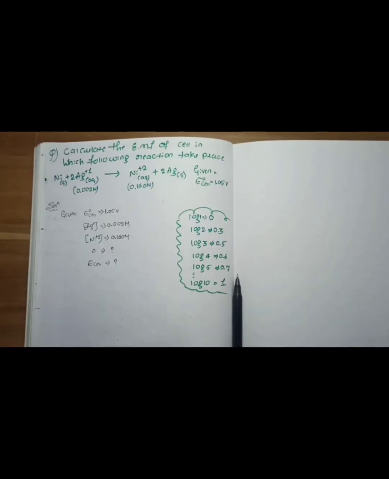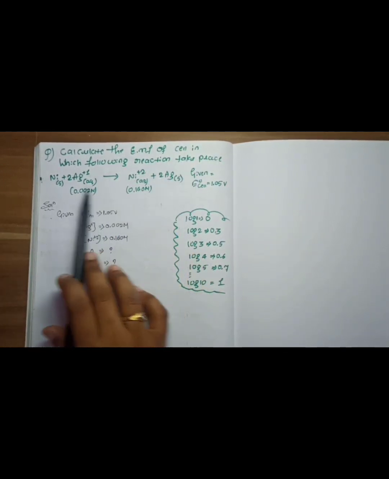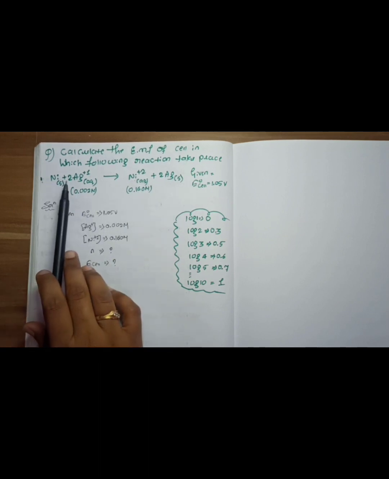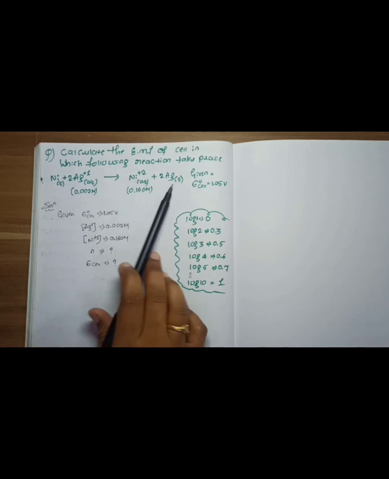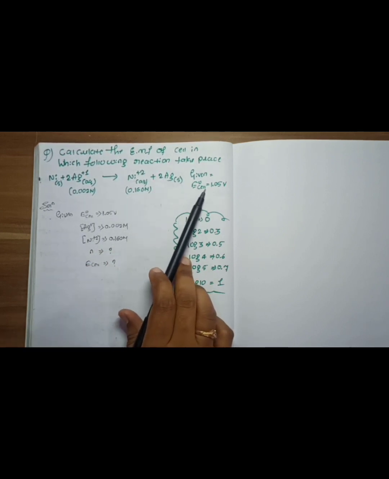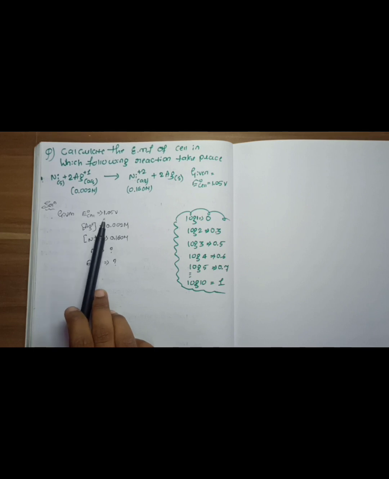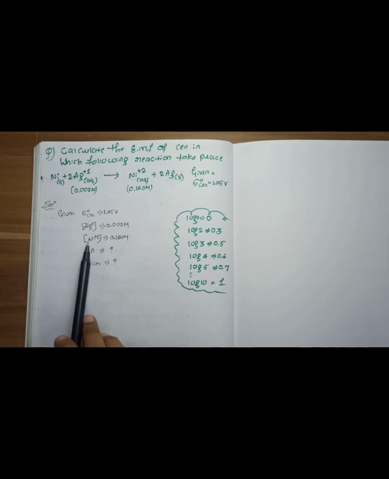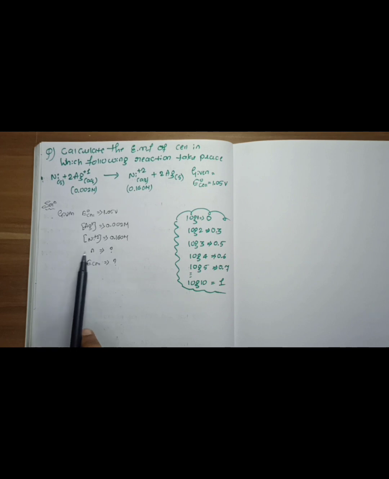Now let's consider one question. Calculate the EMF of a cell in which the following reaction takes place. The reaction is Ni plus 2 Ag plus gives Ni plus 2 plus 2 Ag. For this reaction, E naught cell is given as 1.05 volt, the concentration of Ag plus is given as 0.02 molar, and the concentration of Ni plus 2 is given as 0.16 molar.